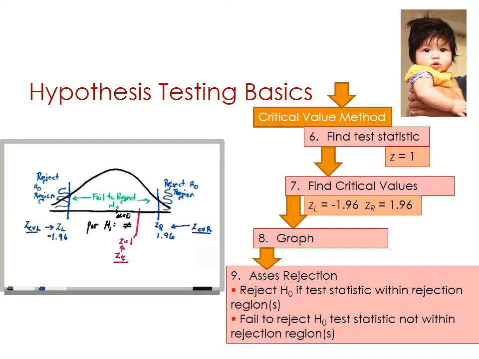So our last step here is assessing the rejection. Here we are making an assessment. Looking at our data and where our z-test statistic is falling, would we reject the null or would we fail to reject the null? We would fail to reject the null, as it's falling in the fail to reject region. So here we have failed to reject our null hypothesis.